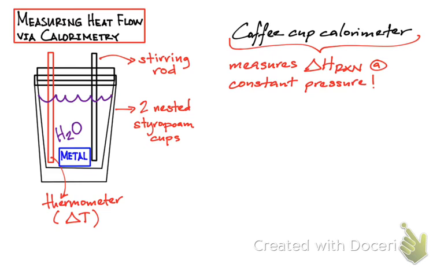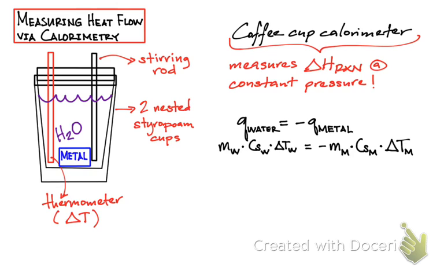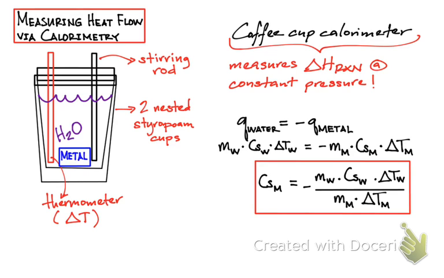Imagine we have a hot piece of metal submerged in cold water inside the cup calorimeter. Because heat is always transferred from a hot object to a cold object, the metal releases heat as the water absorbs that same amount of heat. So, to quantify this amount of heat that was transferred, we can use this equation shown here, where Q water equals negative Q metal. In other words, the heat absorbed by the water is equivalent to the heat lost by the metal. We know the formula for heat, as shown here. If we know the mass of the water and the metal, as well as the change in temperature for both the water and the metal, we can use this formula to calculate the specific heat capacity of that metal.